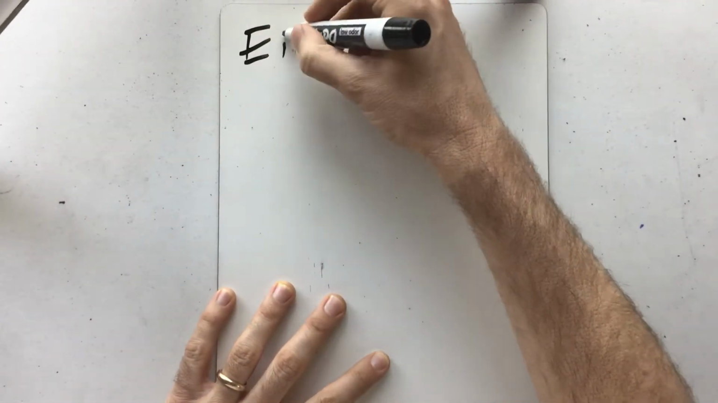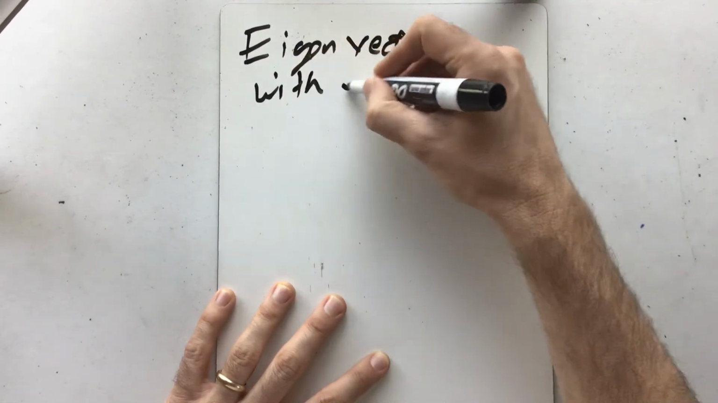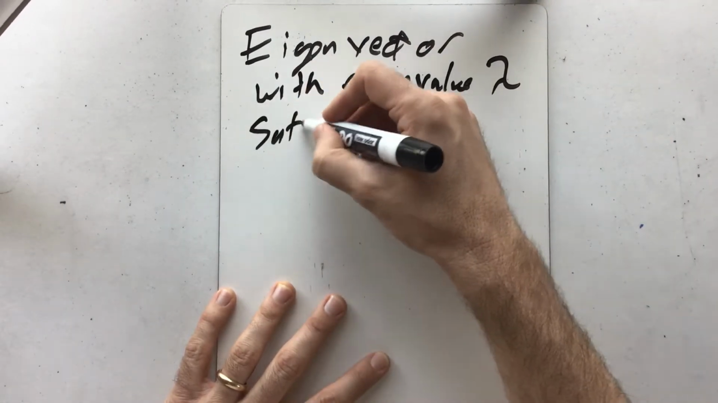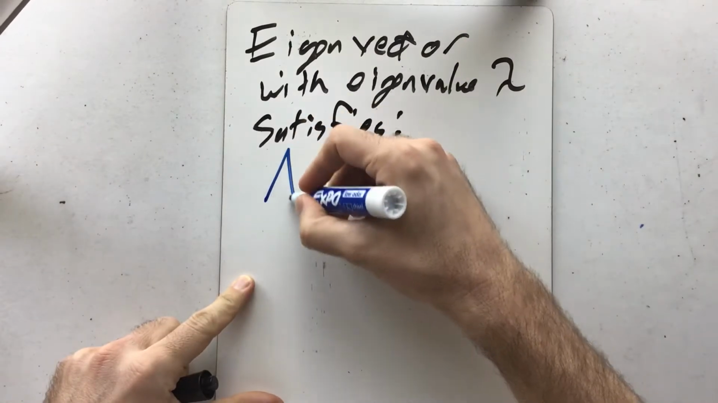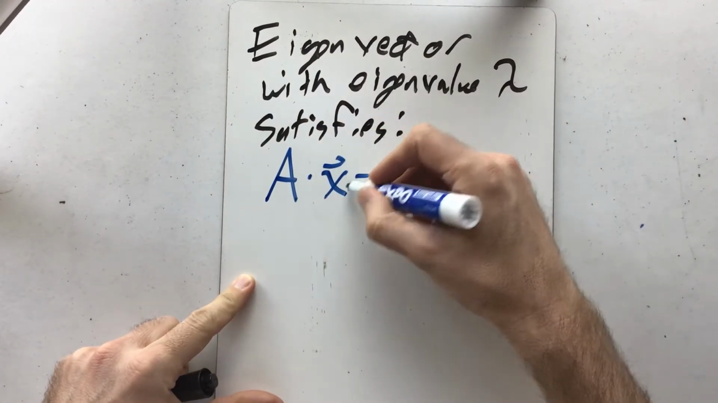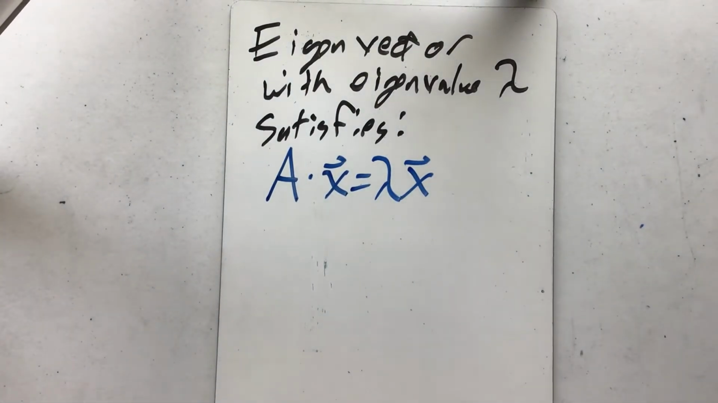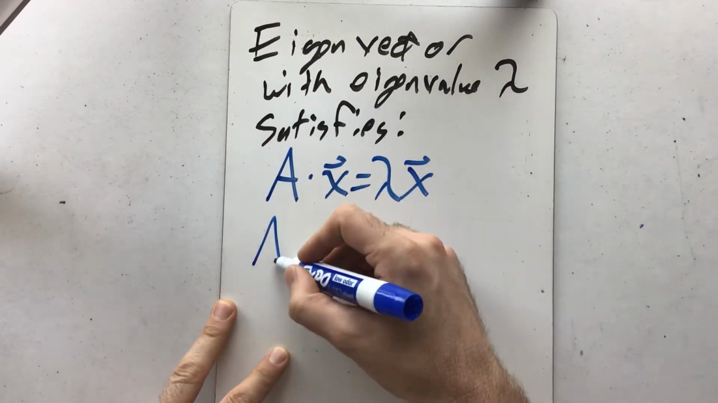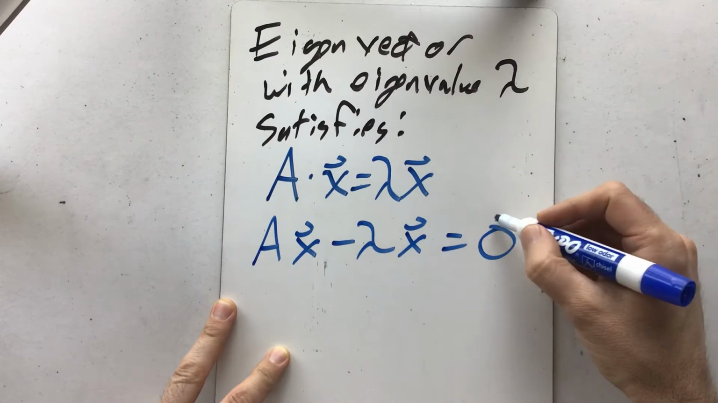An eigenvector with eigenvalue lambda satisfies, well, what does it mean to be an eigenvector? To be an eigenvector, it just means that when you take the matrix and multiply it by that vector, you get the same vector back except multiplied by some constant lambda. So now let's do a little bit of algebra. I'm going to subtract this to the other side. We've done this a couple times already. And that's 0, but it's a 0 vector.